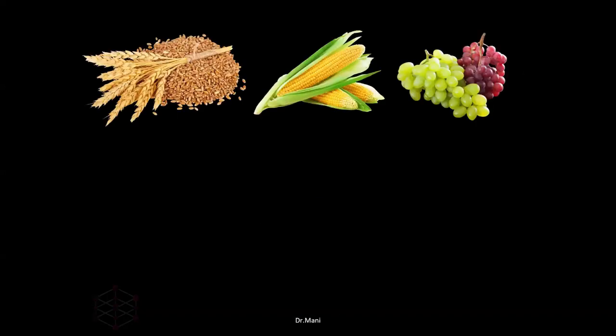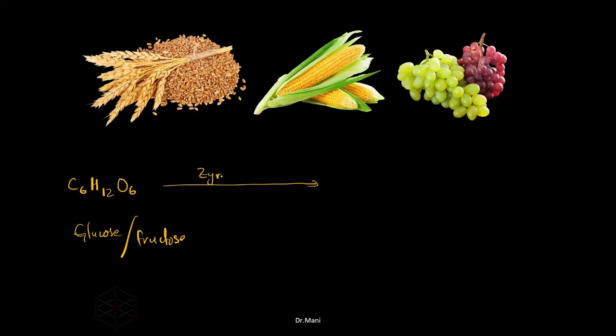So how does this happen? You see here, these are the grains or other sources from which you can prepare ethanol. Whatever the glucose is there, C6H12O6, it can be glucose or fructose. Both are isomers, optical isomers. In the presence of a particular enzyme called the zymase enzyme, in presence of oxygen, this will be converted into C2H5OH, and carbon dioxide will be liberated and water will be produced.